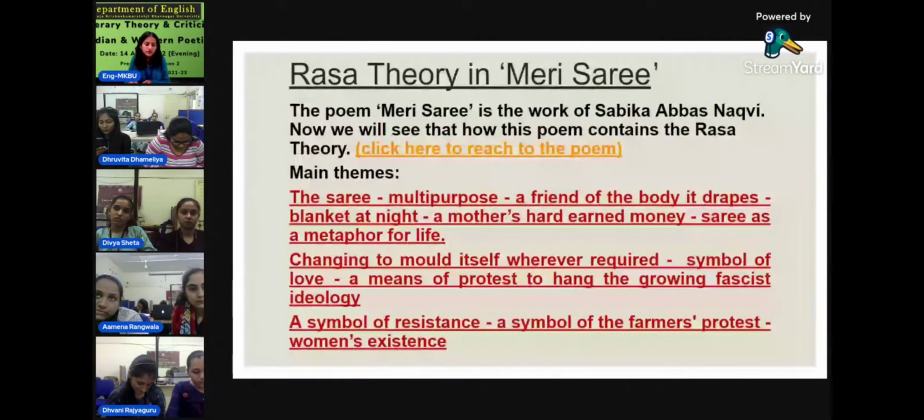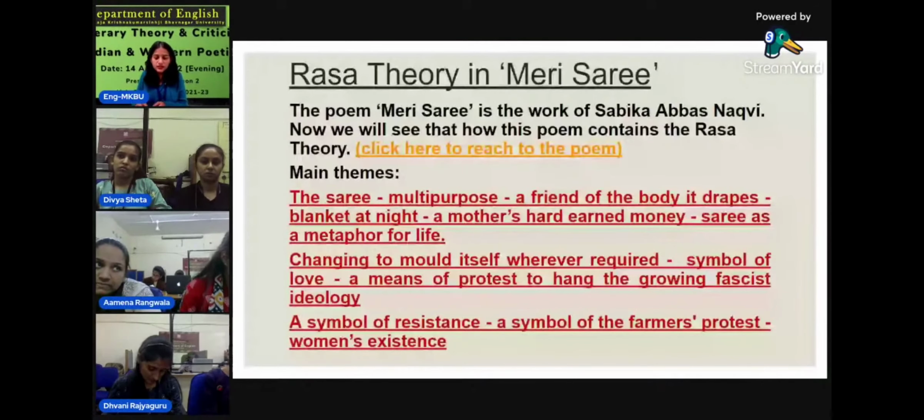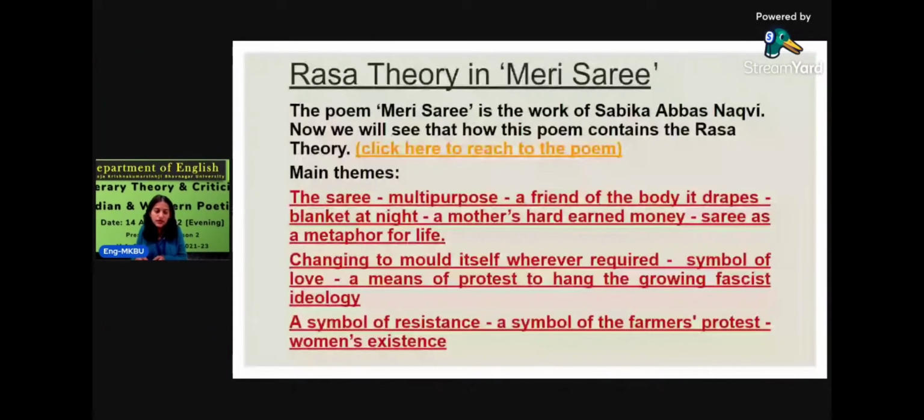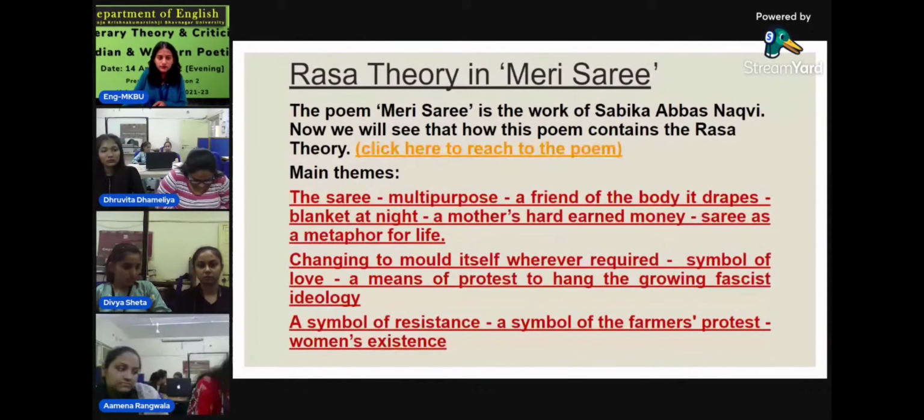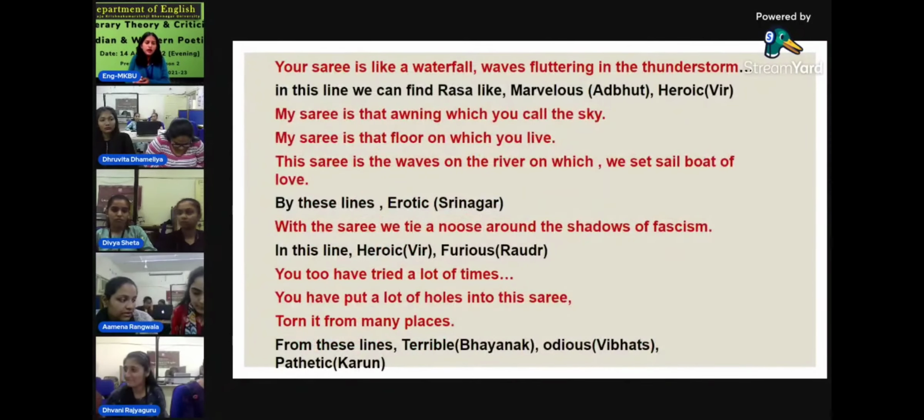Symbol of love, a means of protest to hang the growing fascist ideology, a symbol of resistance, a symbol of the farmers' protest, a woman's existence. She has very beautifully portrayed all these ideas in her poem. I'm not able to deal with the whole poem because the poem is very long, so I have put here very selected lines from the poem in the English version. The original poem is in Hindi.